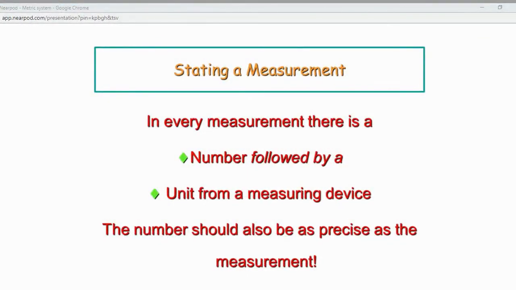Okay. So just to review what we did when we were talking about the scientific method, for every measurement you have, there must be a number followed by a unit from a measuring device. So if you want to say that park is a certain distance away, you would say it is 1 kilometer away, a number followed by a unit. And that number is going to be as precise as your measurement. When we talked about our significant figures, it's going to be determined by our measuring device.